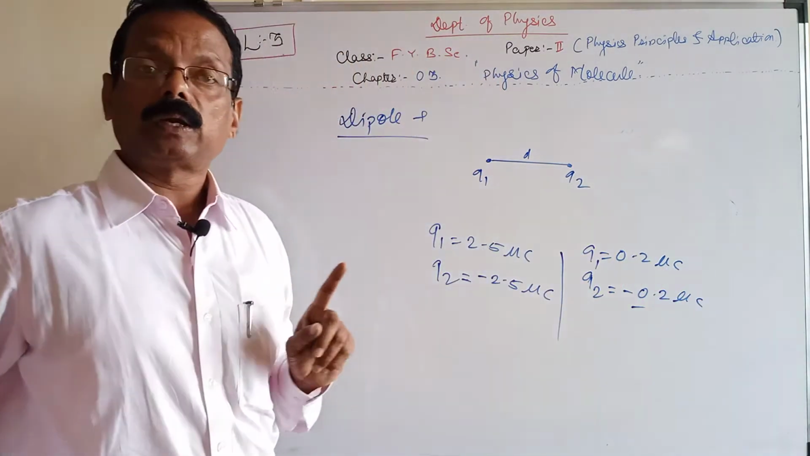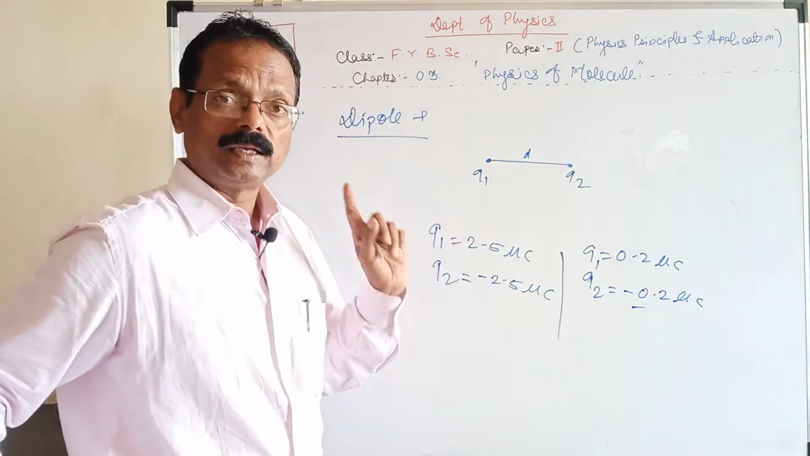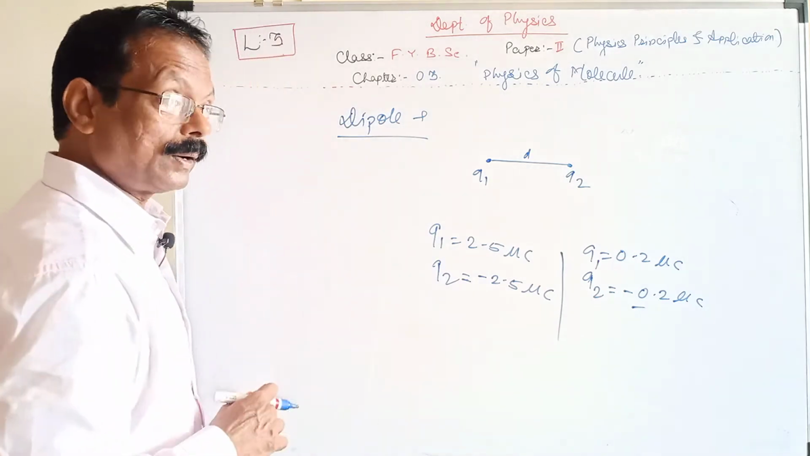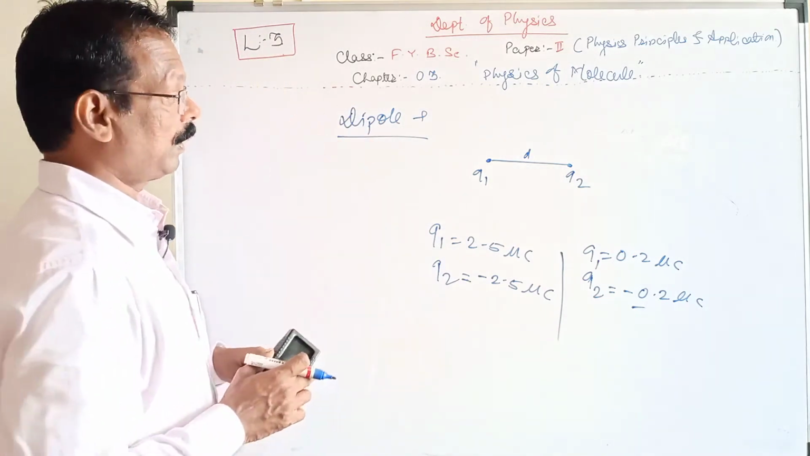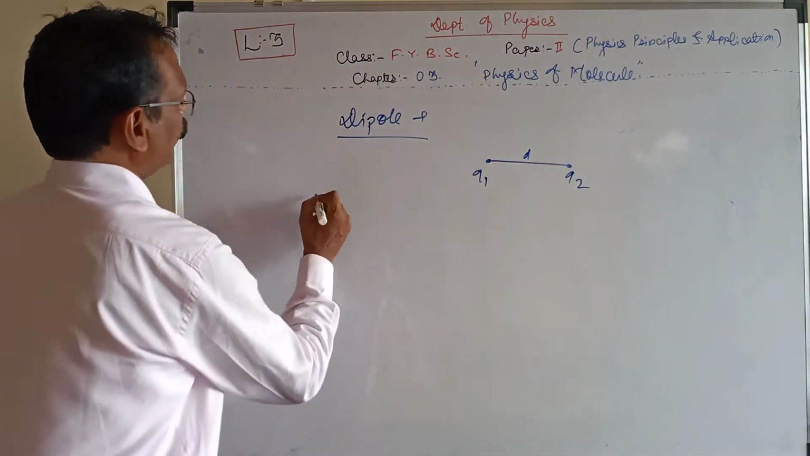So two equal and opposite charges separated by some finite distance d is called a dipole. It is required for the definition of the van der Waals bond. Then it is your dipole. Then what is the dipole moment?